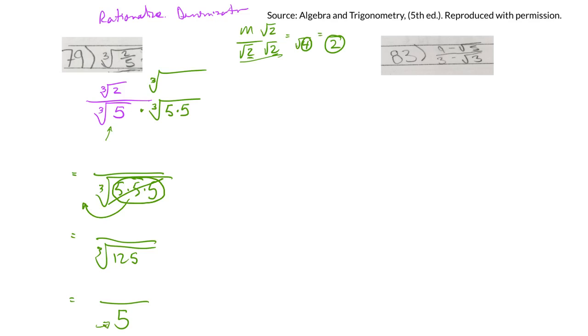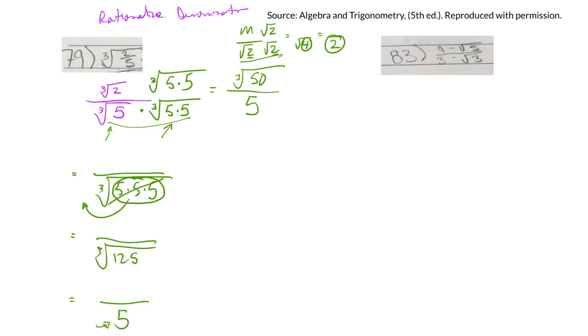But if I multiply the bottom by that, then I also have to multiply the top by that. So in this one, the cube root of 125 is going to be just 5, and on the top, I'd have the cube root of 5 times 5 is 25 times 2 is 50. And I'd be done.